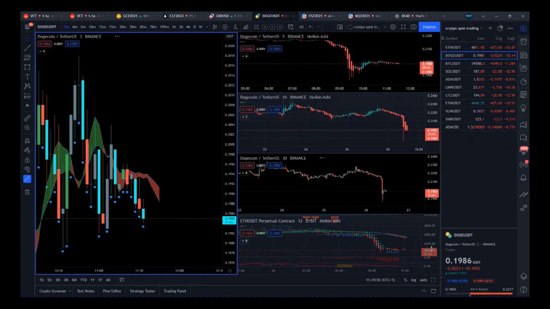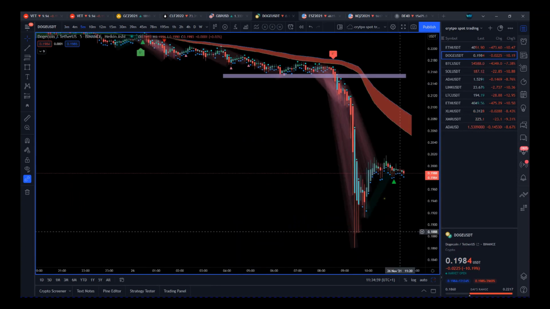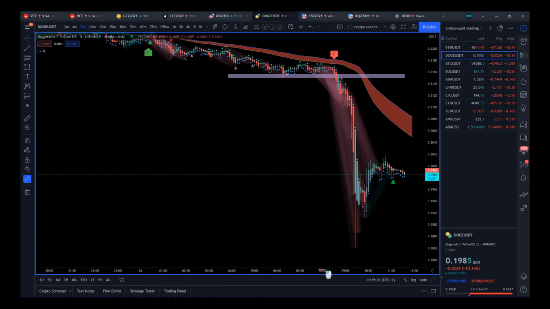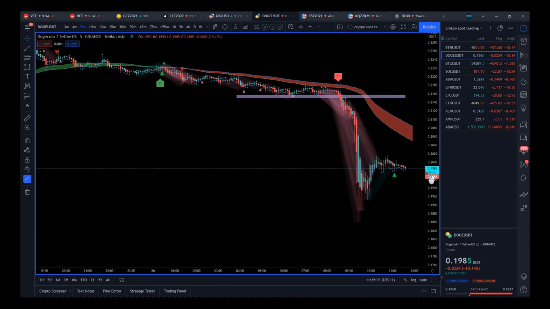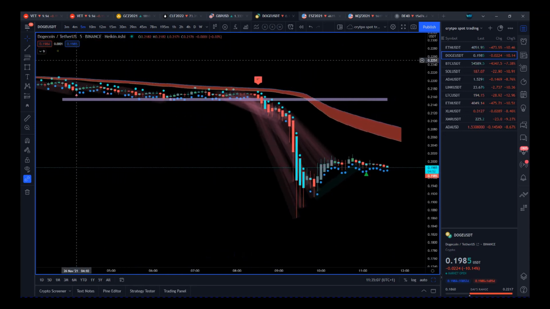So what I'm going to do now is go to Doge, but this time I'm going to go on the 5-minute time frame. Okay, similar sort of situation here, but it goes parabolic really quickly. So we get this 6-star sell.